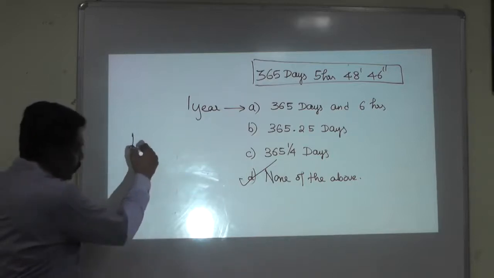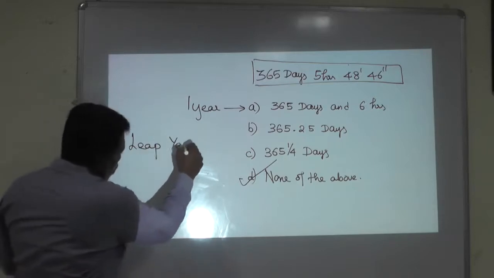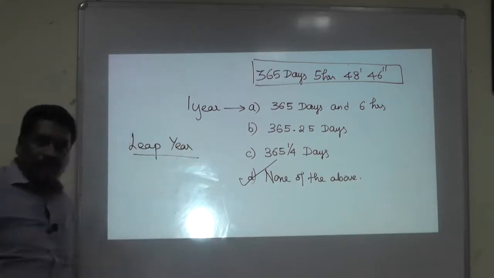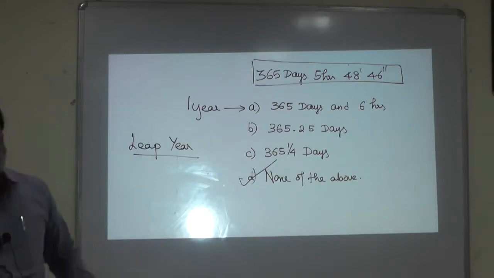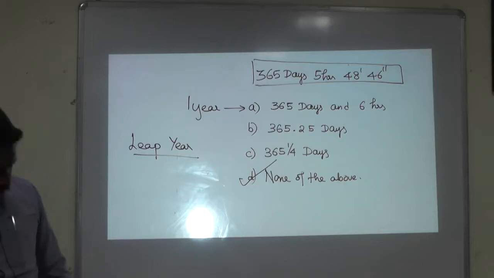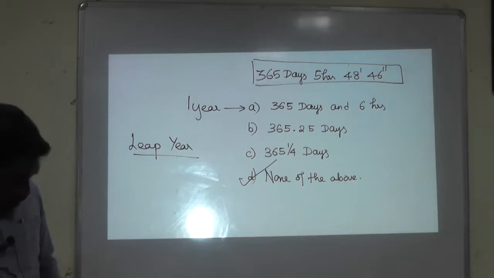You have heard about leap year? Yes. How many years once does a leap year come? 4 years, once. So now I have one simple question for you. If I give you a year, can you identify whether this year is a leap year or not? Yes or no?